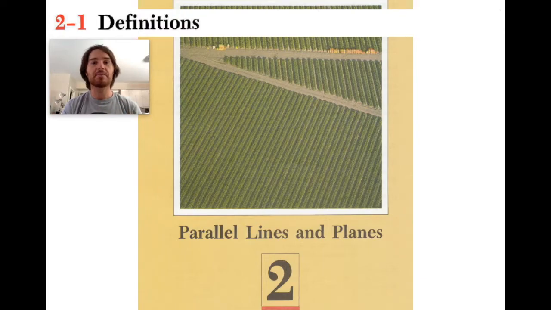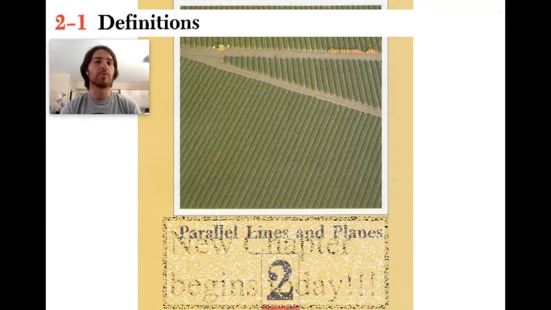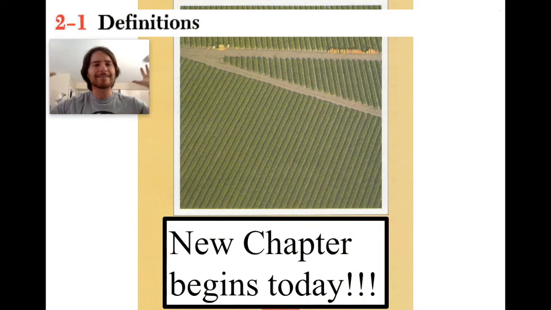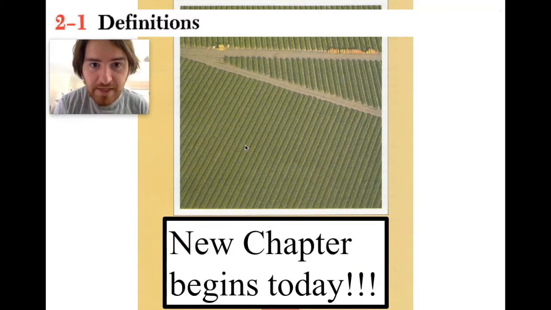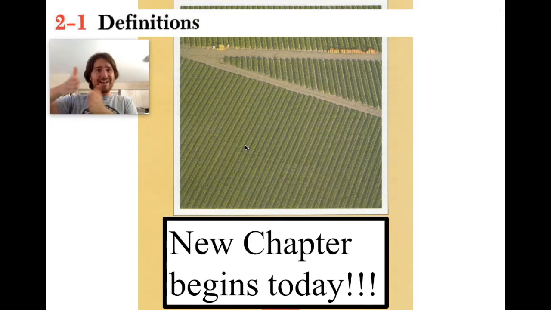So parallel lines and planes, we got our picture here. I'm going to throw a little bit in the book here that you see here today. Again, get excited. New chapter begins today. We see in front of us, looks like these kind of rows. Looks like rows of corn or something like that. You plant them in lines that are parallel, right?